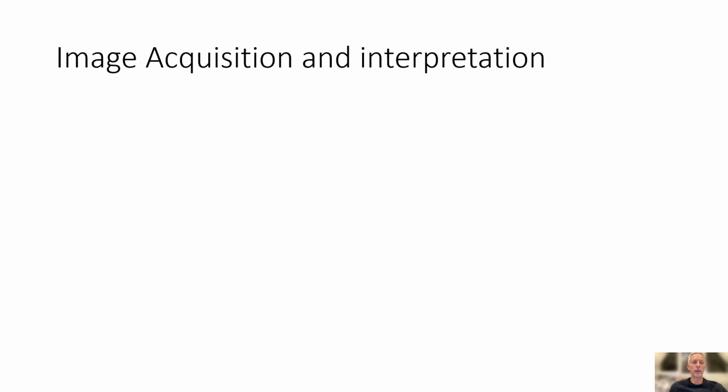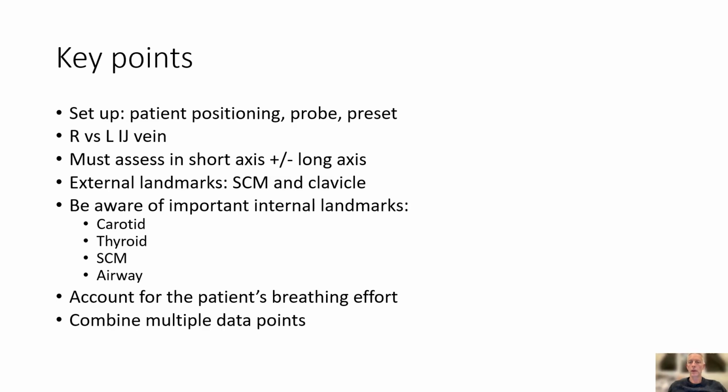With this background of anatomy and physiology in mind, let's move on to image acquisition and interpretation. Before beginning the exam, here are a few key points to think about to maximize your chances for success. First, take a moment to optimize your setup. The linear array transducer, a high-frequency probe, is ideal for superficial structures such as the internal jugular vein. Most machines should have a vascular or venous preset.